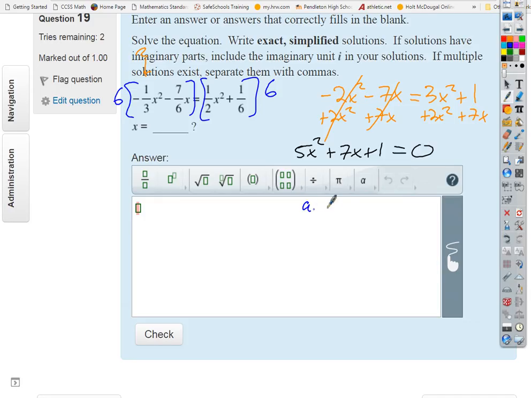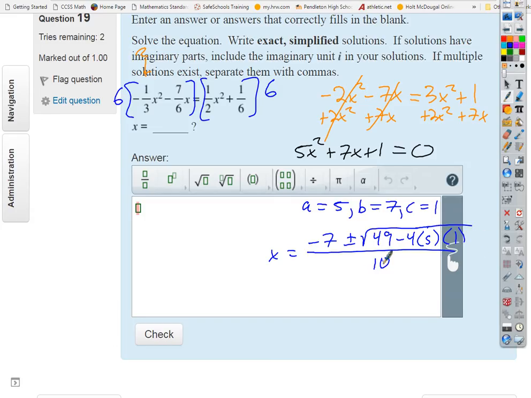So now we can just apply the quadratic formula. So we see here that a is 5, b is 7, c is 1, and so we just get x equals negative b plus or minus the square root of b squared minus 4 times a times c, divided by 2 times a, it's 10. And so what's that give us then? Negative 7 plus or minus the square root of 49 minus 20 is square root of 29 over 10. So those are our two answers right there.